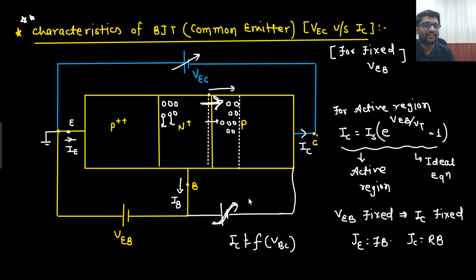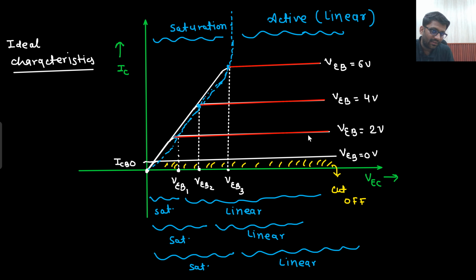But at a very high bias, what may happen is that this can be extended, and since the base will also get some effect of this particular electric field, recombination may go down. So IB will go down, IC will go up, and since IC goes up, instead of a constant slope, this kind of characteristic we will keep on getting. So this is your non-ideal case, but as of now we have drawn the ideal case.